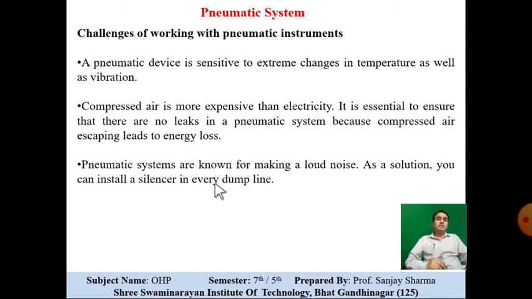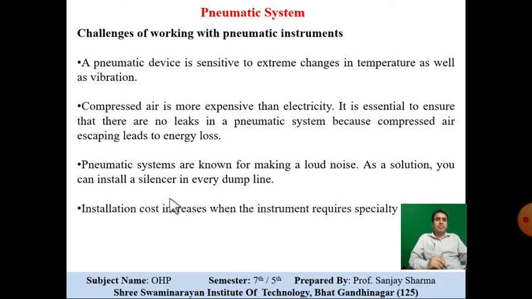The next is that pneumatic systems are known for making a loud noise. As a solution, you can install a silencer in every dump line. So a pneumatic system makes much more noise as compared to the hydraulic system. So there is a provision that we can use a silencer which reduces the frequency of sound or decibel of the sound in order to reduce the loud noise.